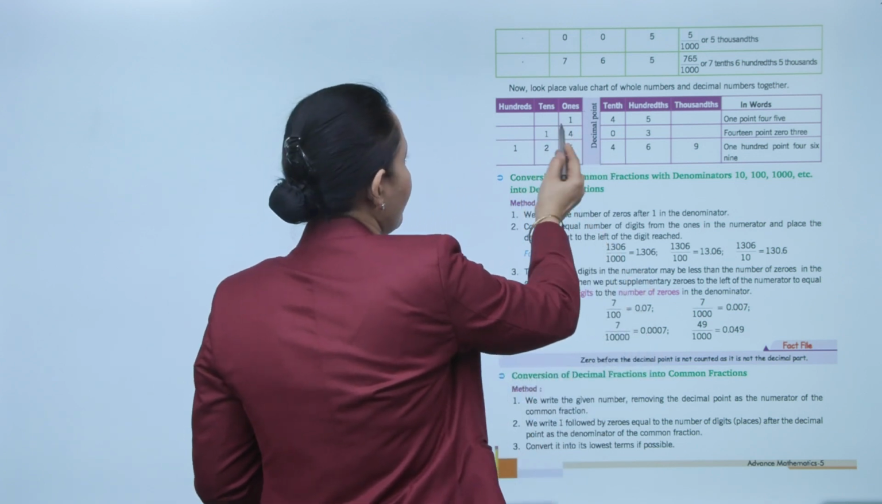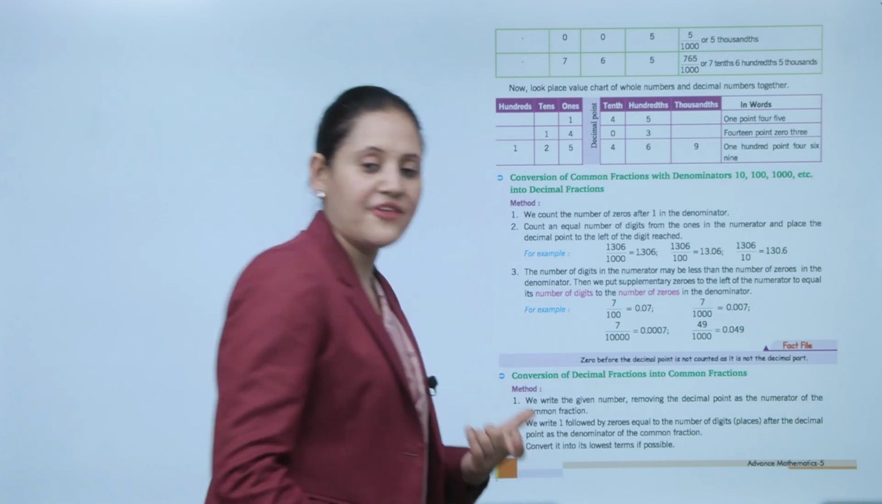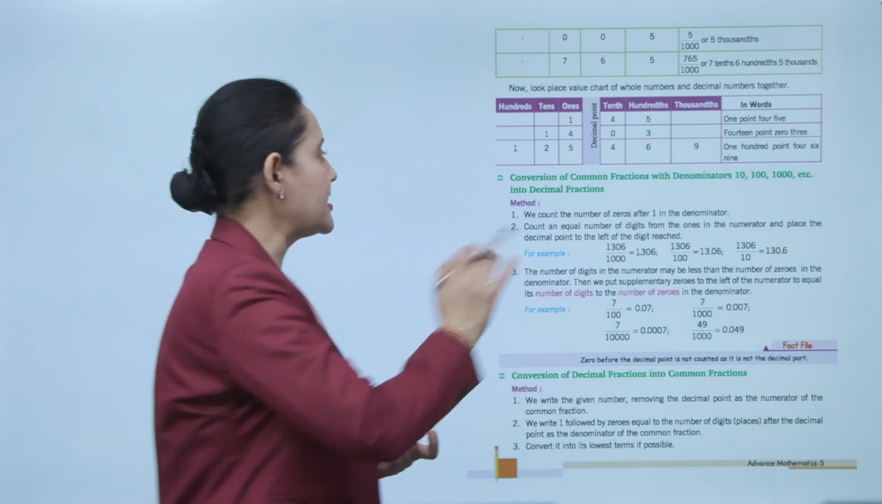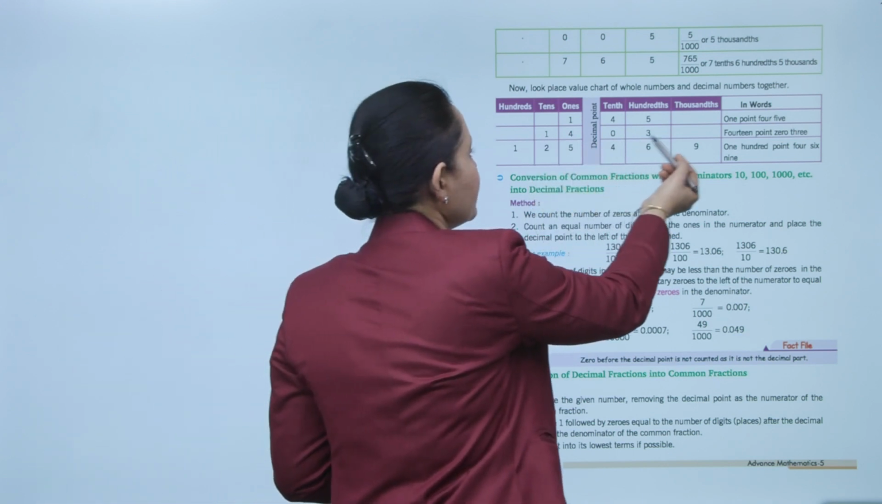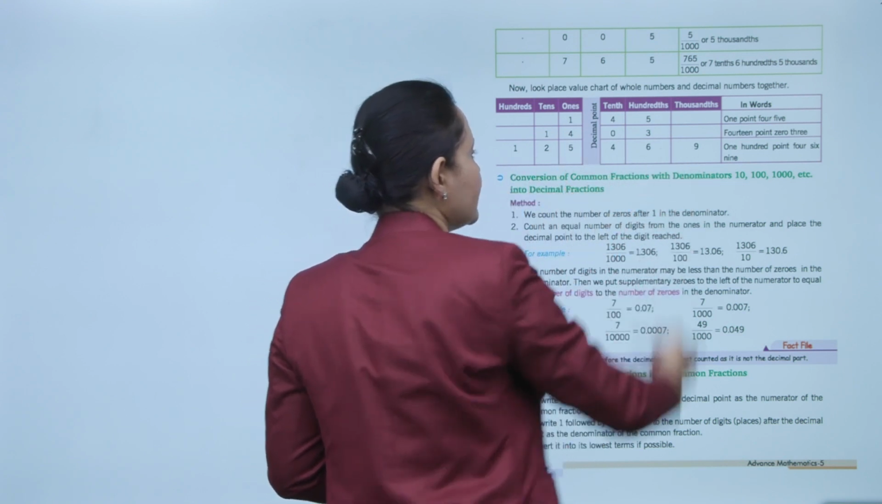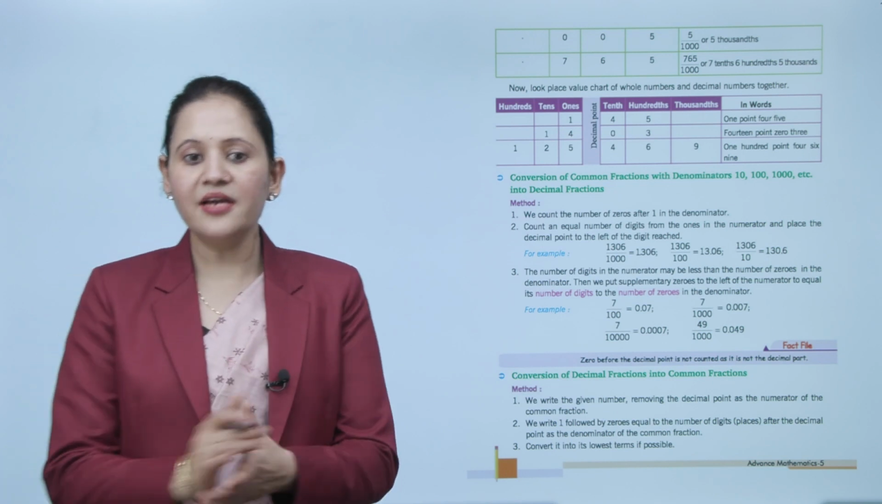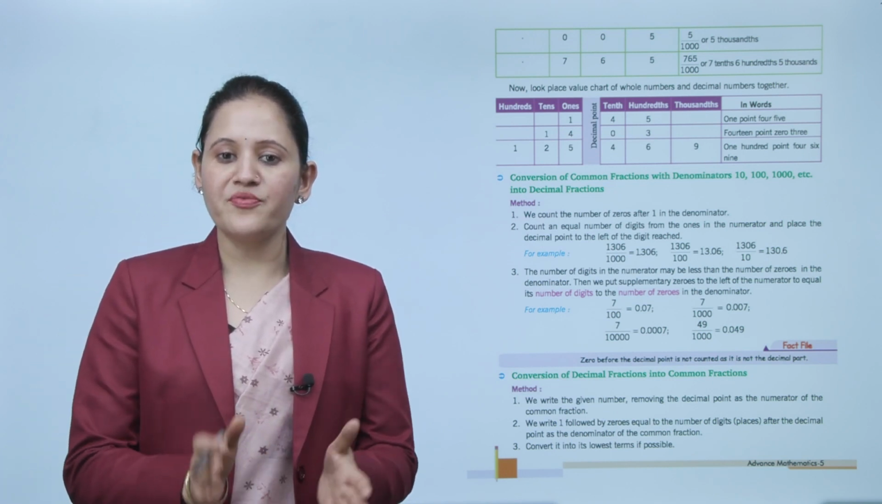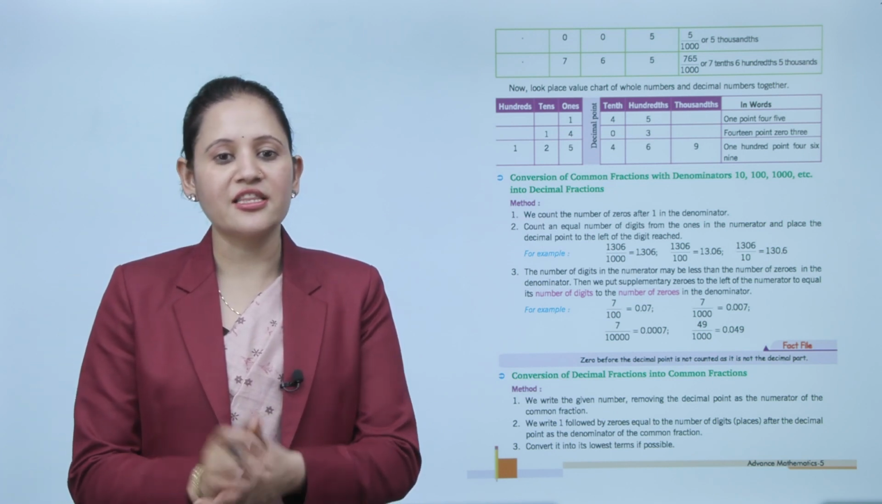Like 1.45. After the decimal, we will read the digits separately. 14.03. 125.469, like this. Clear?